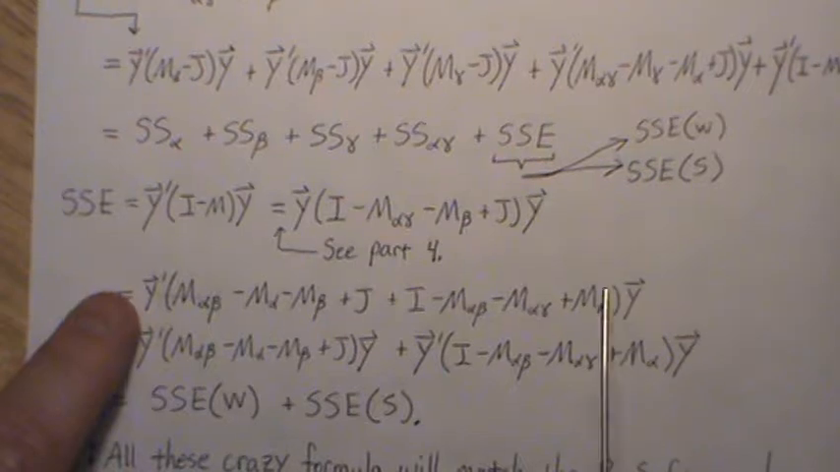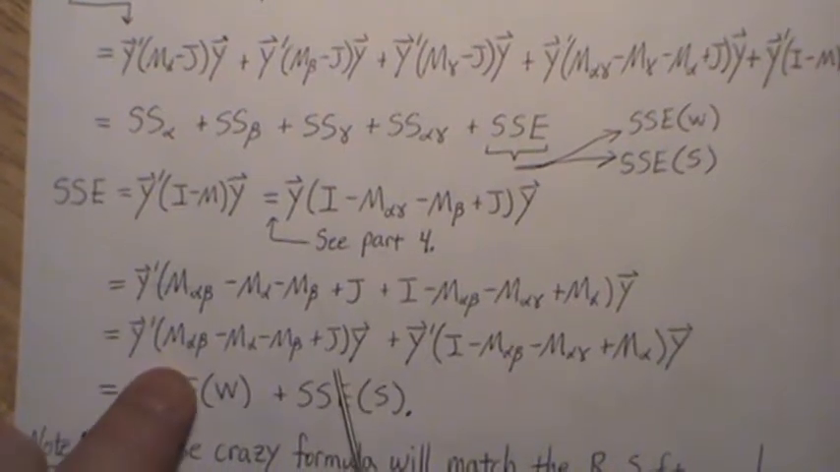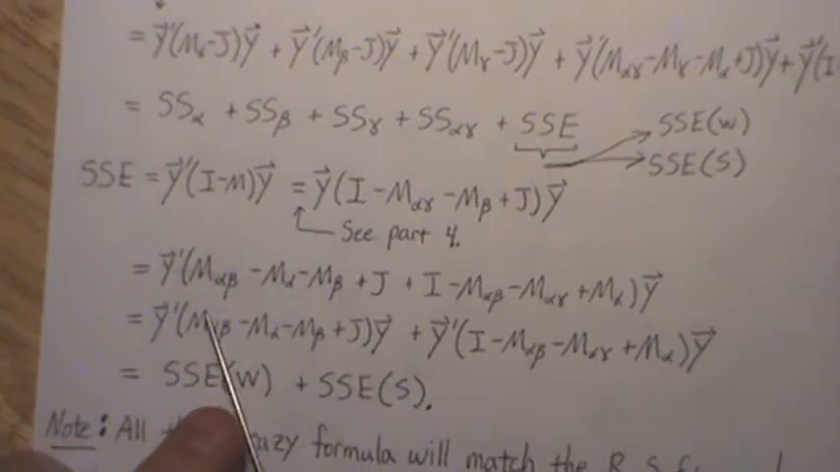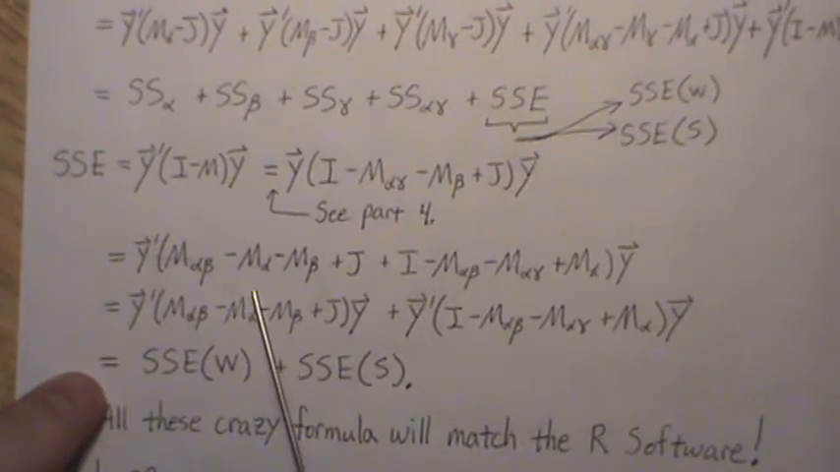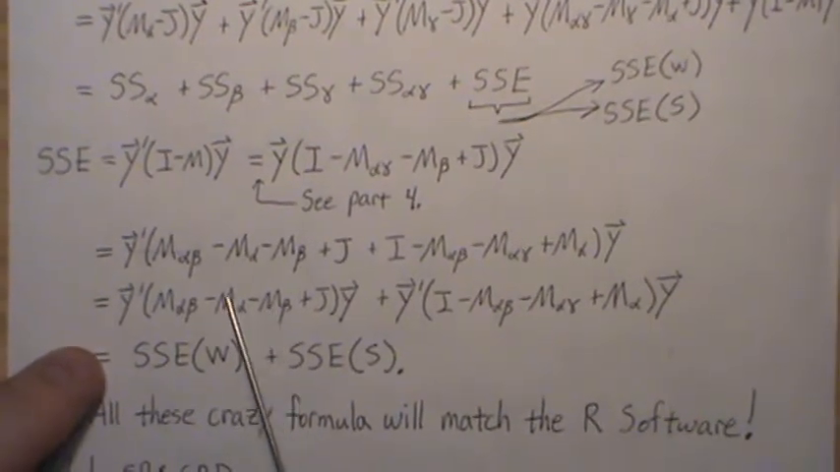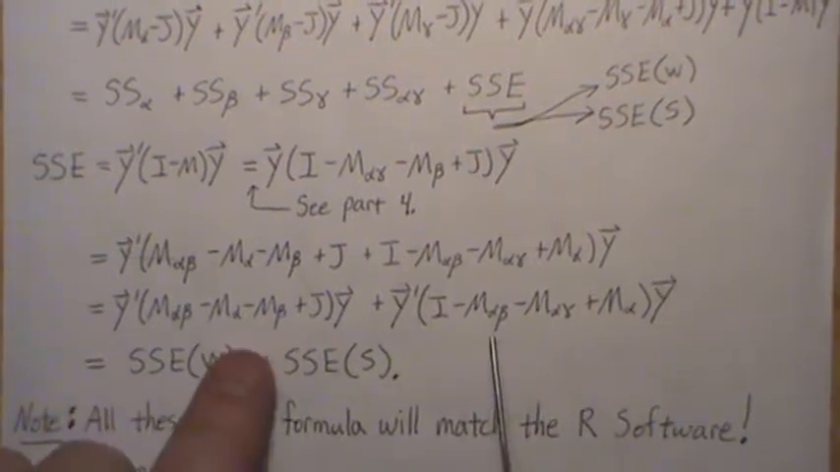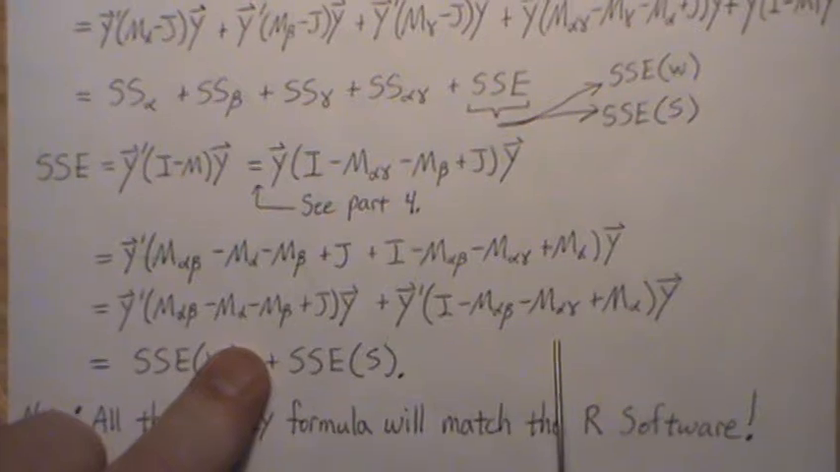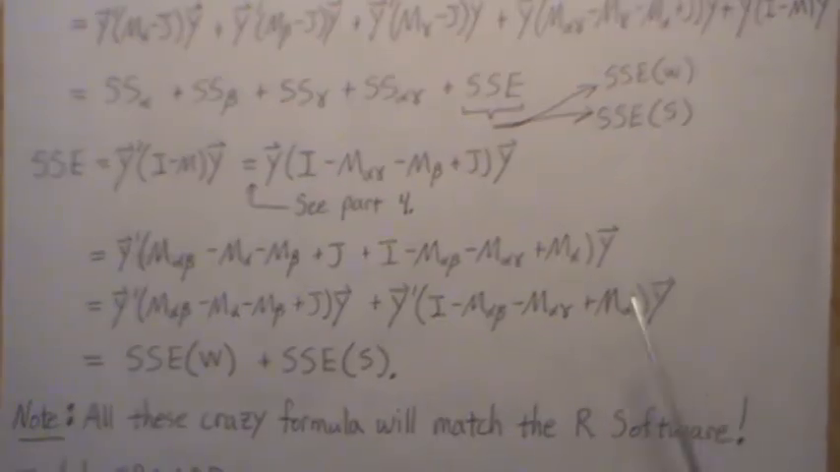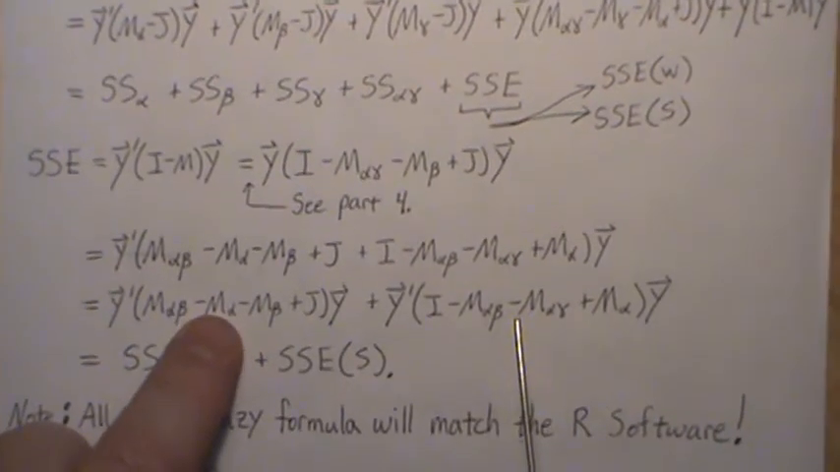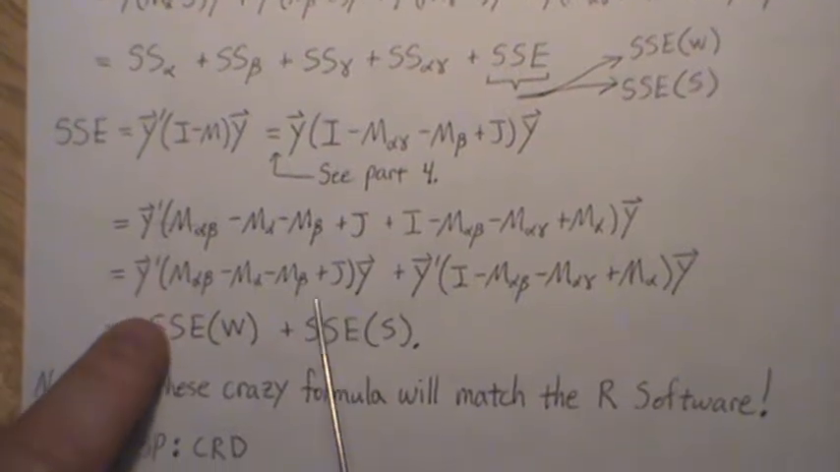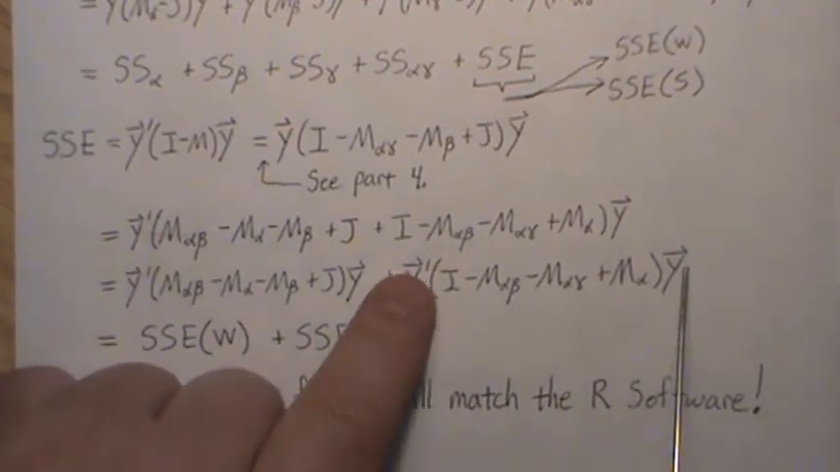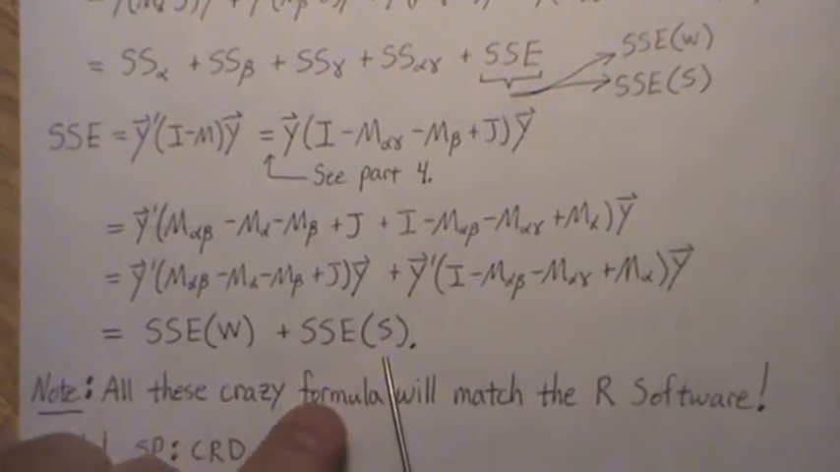But now when we multiply the y in to get this piece and the y's to get this piece, these subspaces, if you look at the column space of the design matrix, these are perpendicular projection matrices onto the orthogonal subspaces. So these two are orthogonal, but this is the sum of squares error for whole plot, and this is the sum of squares error for split plot.